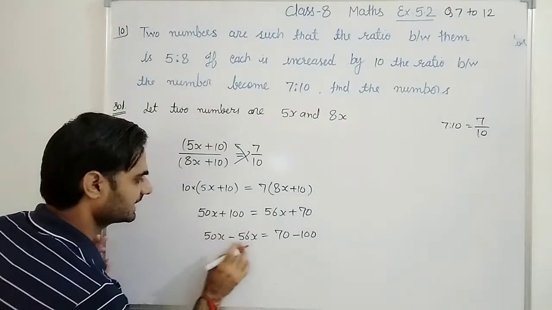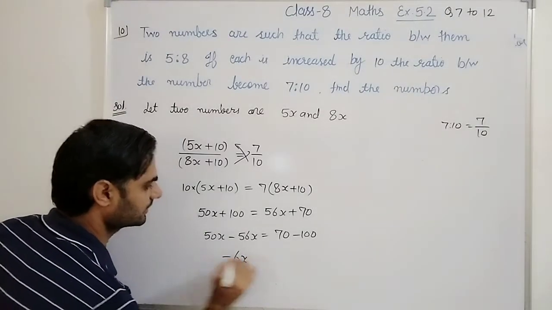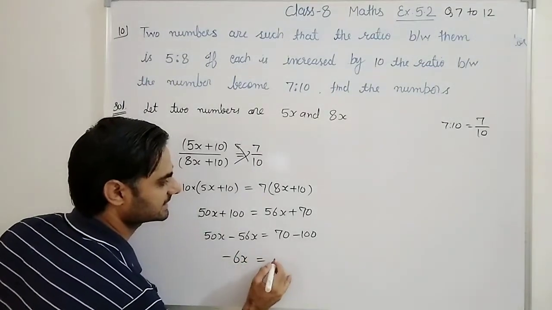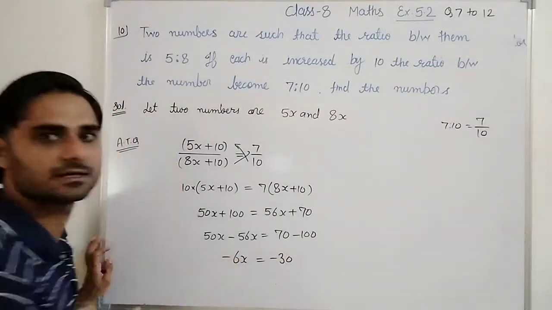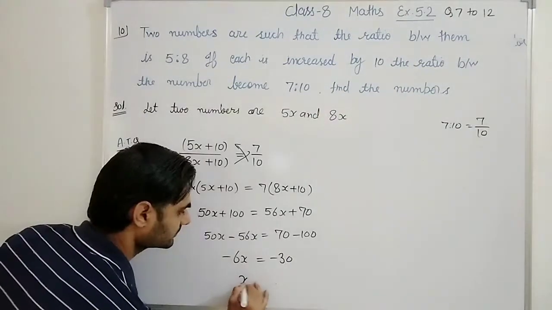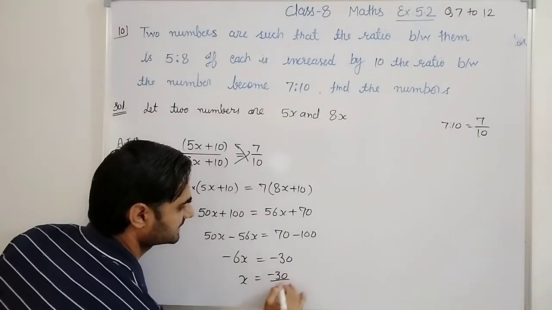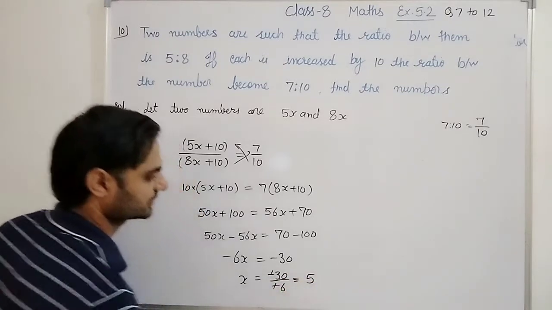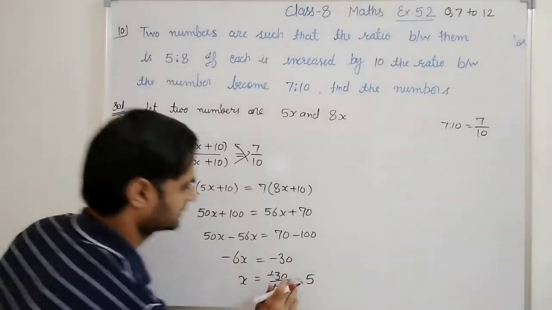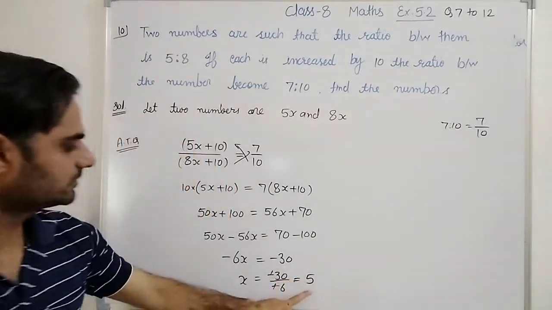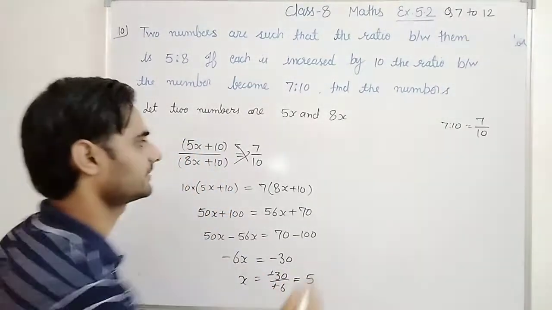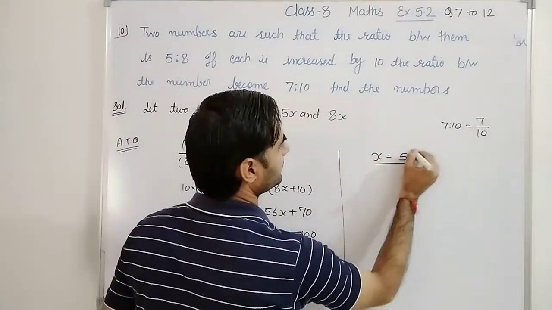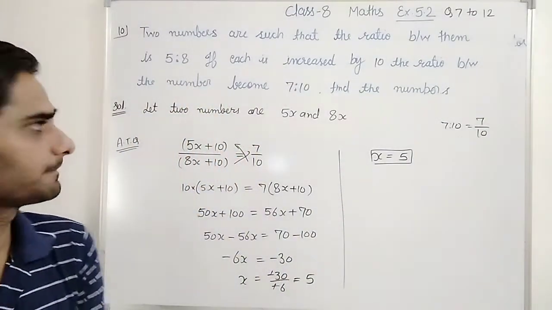Rest 50x minus 56x will be equal to minus 6x, and this will be equal to 70 minus 100, which is equal to minus 30. Correct na? So x will be equal to minus 30 upon minus 6, which means 5. Minus and minus cancel. So this will be equal to 5. So the value of x is 5. Rest part I do here. So x is equal to 5. This is the value of x.